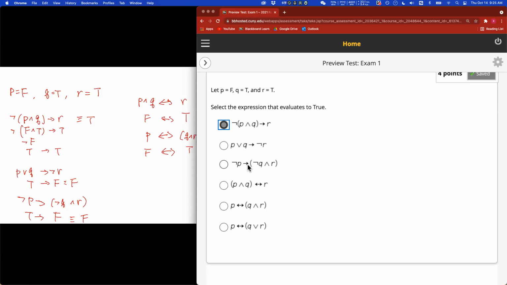And then you have P if and only if Q or R. Again, Q and R are both true, so Q or R is still true. So you have false if and only if true. So that will be false. So only the first one is true.